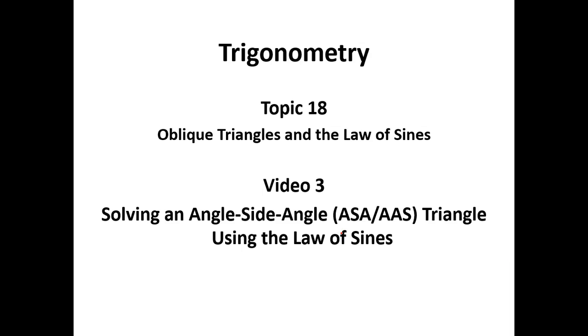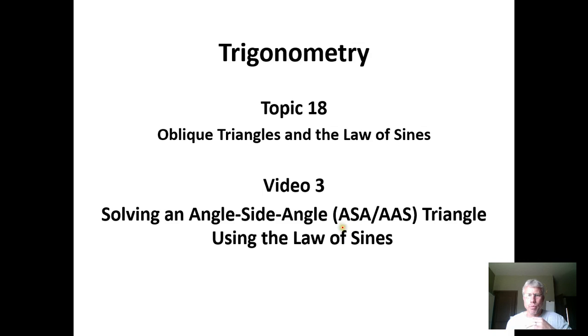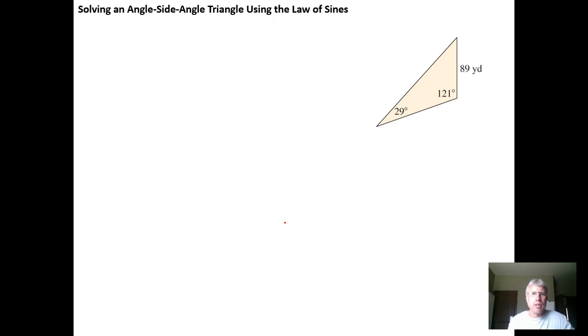So in this video we're going to look at the situation where we have a triangle where we know two angles and a side, and we're going to use the law of sines to solve that triangle. So here we have a triangle. We know two angles, 29 degrees, 121 degrees, and we know one side, 89 yards.